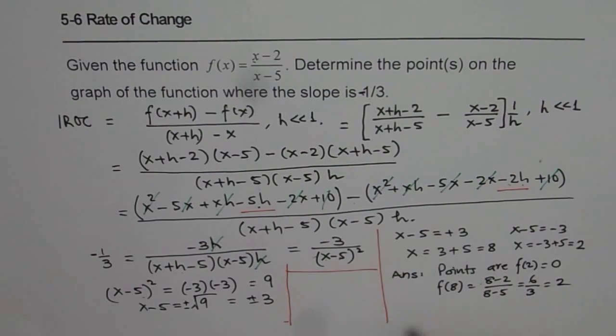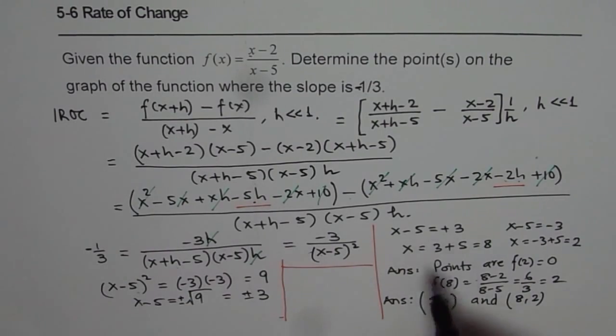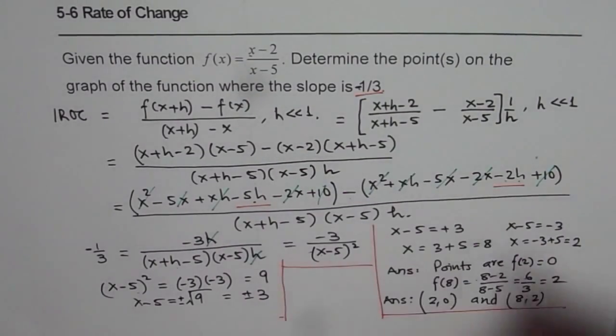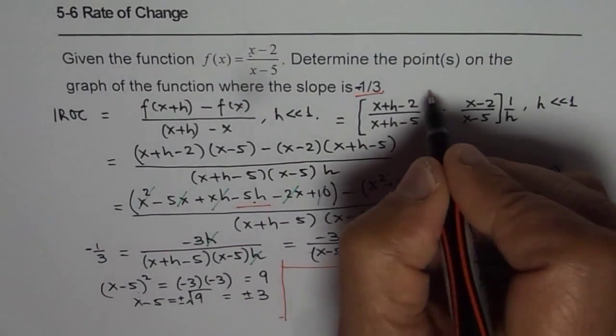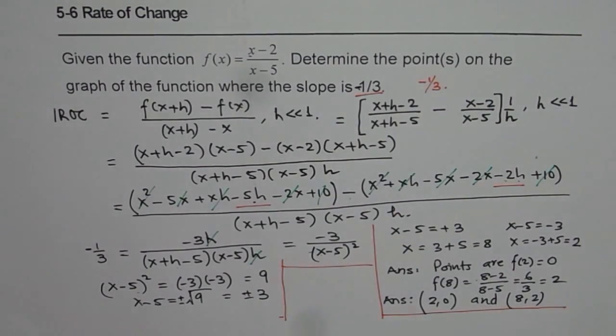And therefore our answer is that the points are (2, 0), and the other one is at (8, 2). So at these 2 points on the graph, the instantaneous rate of change will be minus 1 over 3, right? So at these points, it is, I corrected this to minus 1 over 3, right? Okay. So that is how you can actually find the points on the graph for the given slope.